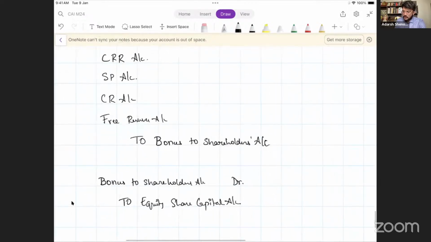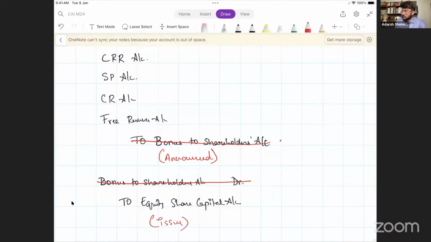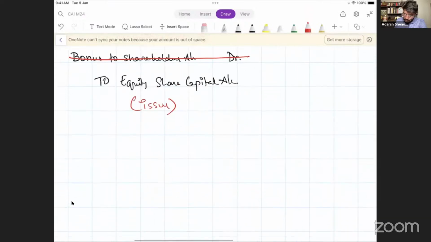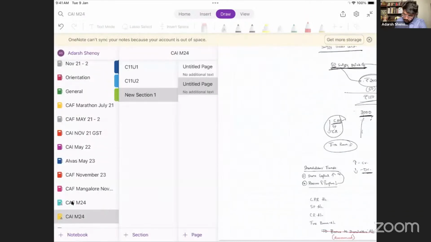So look at these entries. If you look closely, this account is credited over here and this account gets debited over here. So this account is basically a dummy account, just kept for the time being. This is passed on the announcement date. When the bonus is announced, that entry is passed, and this is for the issue. So ultimately, the bonus to shareholders account gets nullified. So the net entry is that reserve accounts are debited and the share capital is credited. This is how you convert reserves into share capital. Very simple. Now let's take some questions and do some questions for this.